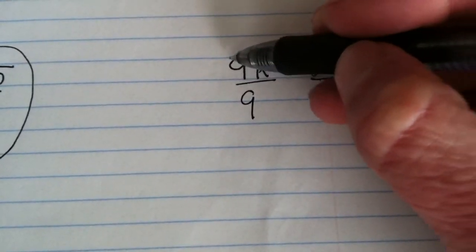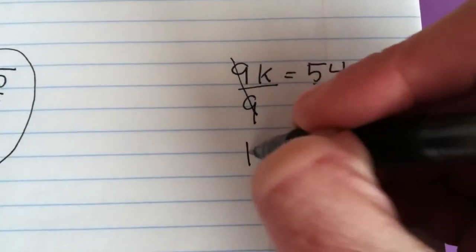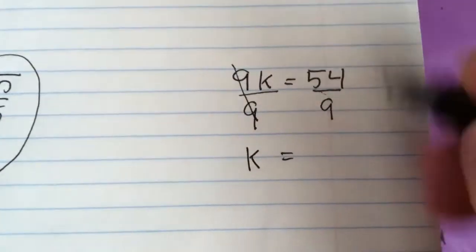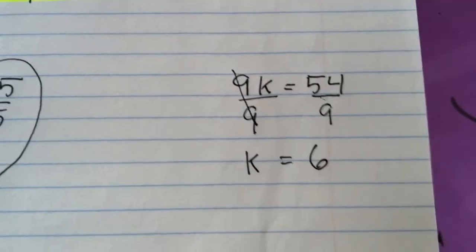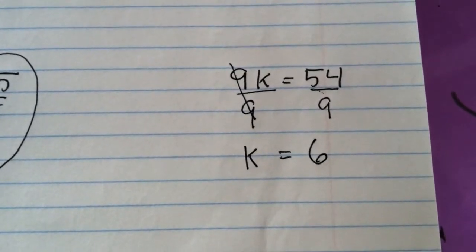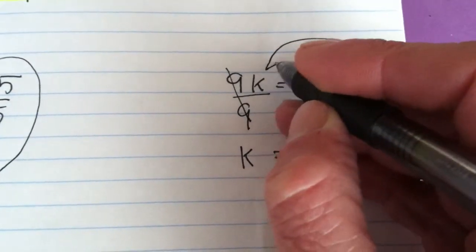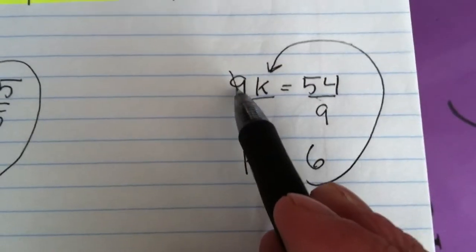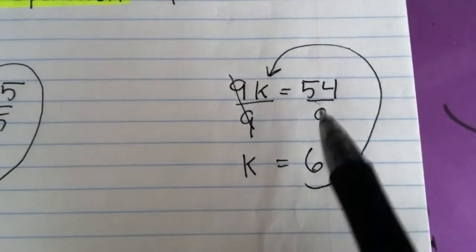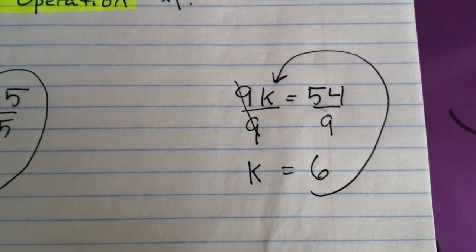Well, 9 divided by 9 is 1. 54 divided by 9, we know that, is 6. Easy enough. We're done. Let's check our work. Let's substitute 6 for k, and let's check. What's 9 times 6? Should be 54. We have solved this equation.